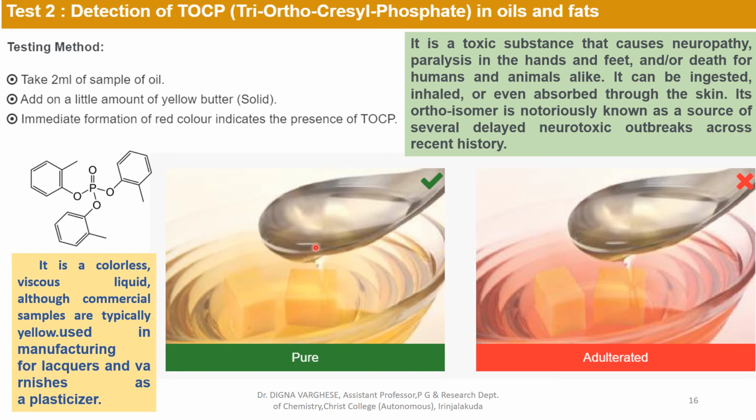The butter is taken in a vessel or a plate and 2 ml of the sample oil is added to this. If it is pure, the yellow color remains. If it is adulterated with TOCP, the color changes to red.